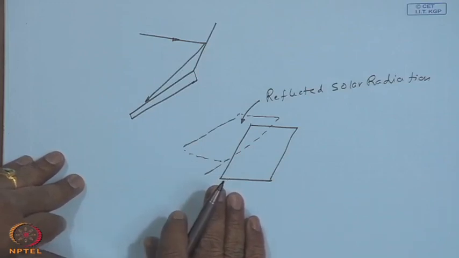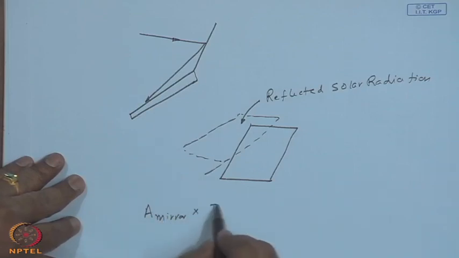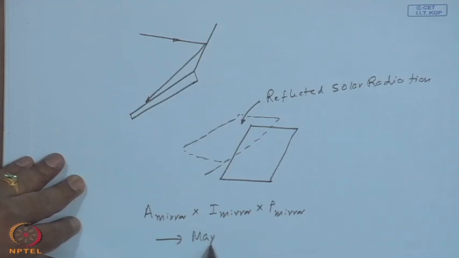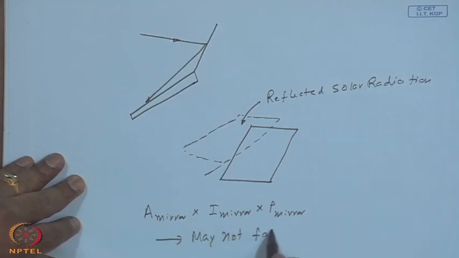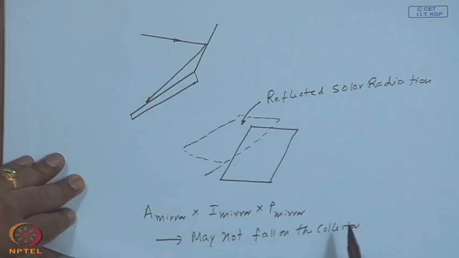So, if there is an area A mirror multiplied by I mirror multiplied by rho mirror, it may not, in general shall not fall entirely on the collector. So, this will be a useful technique at a particular time period.